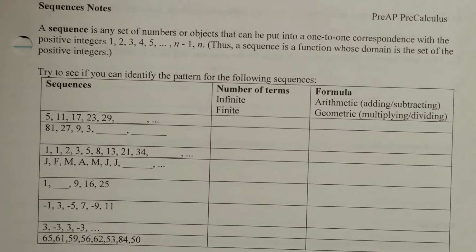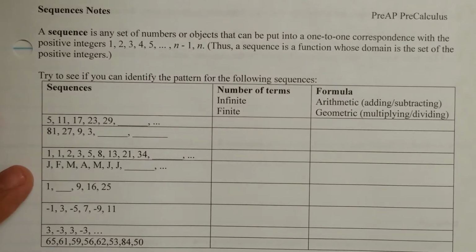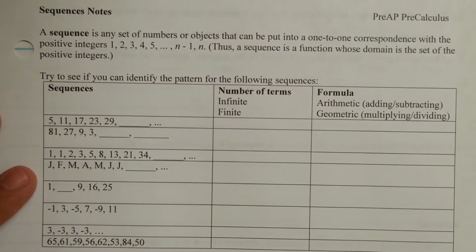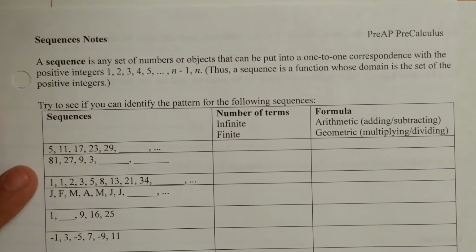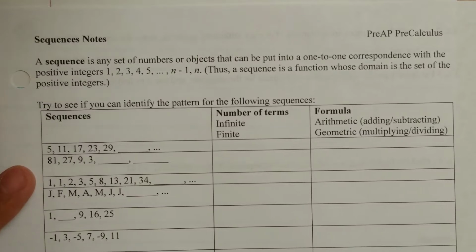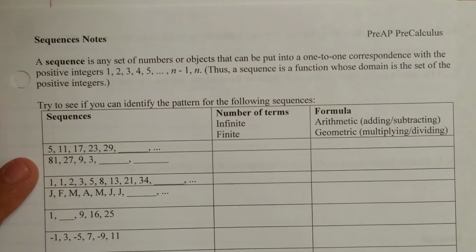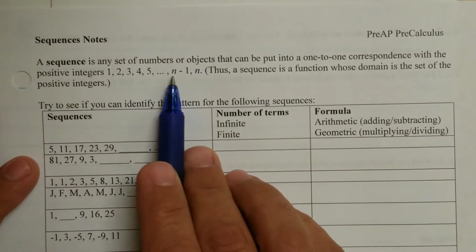Hi there. Today we're going to start talking about sequences. So right here, if you look at your sequence notes that you should have picked up on the way in, at the top it gives a definition. A sequence is any set of numbers or objects that can be put into a one-to-one correspondence with the positive integers 1, 2, 3, 4, 5, etc.